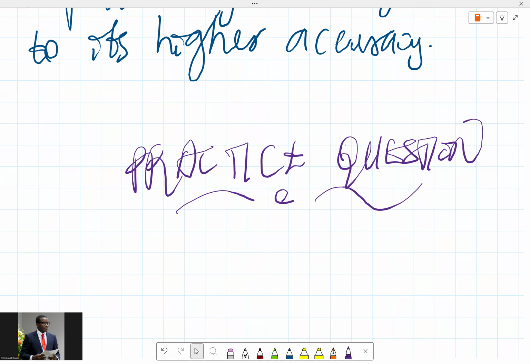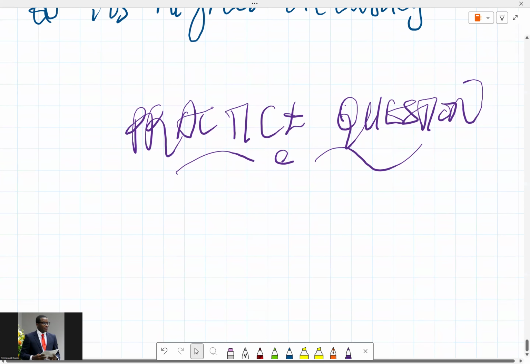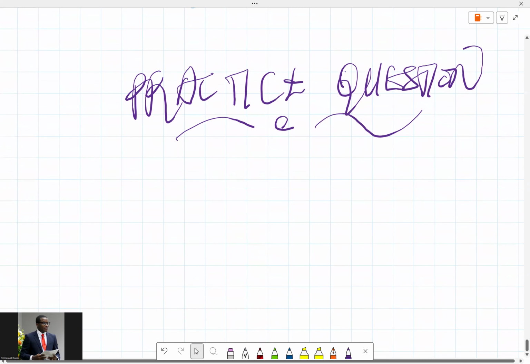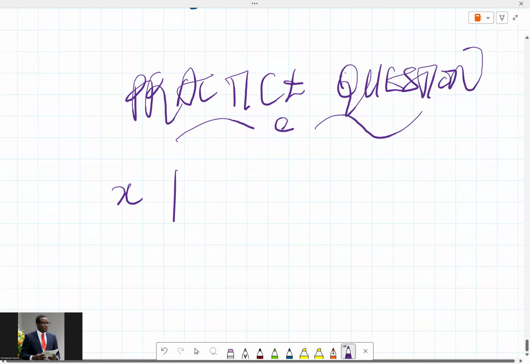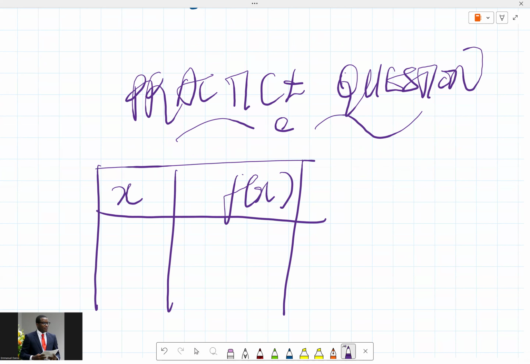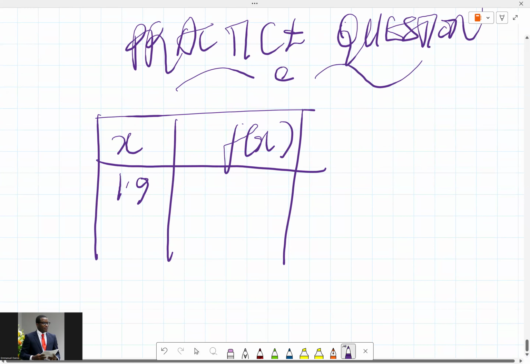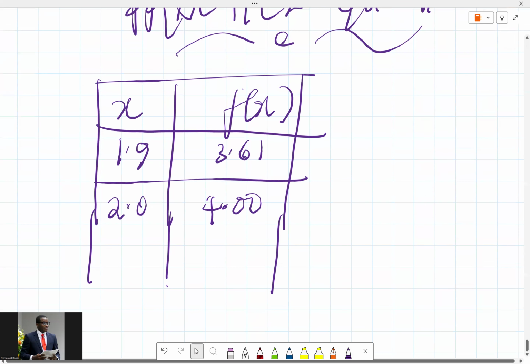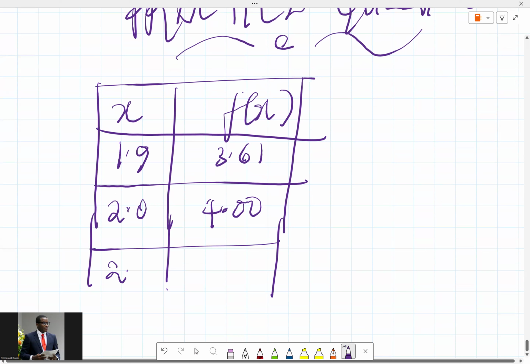Imagine that you have x and you have f of x. When x is 1.9, you have 3.61. Then when x is 2.0, you have 4.00. And when x is 2.1, you have 4.41.